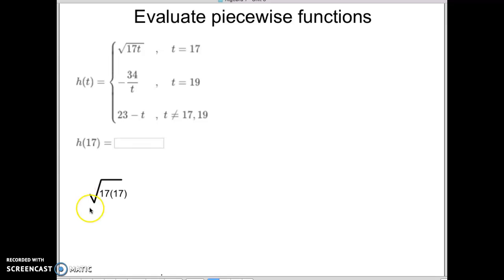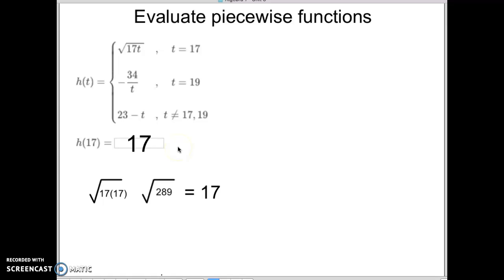So we're going to plug in the square root of 17 times t, but we plugged in 17 for t, which came from right here. Let's see, 17 times 17 is 289. The square root of 289 is 17. So our answer is 17. Okay, yes, it's that simple.